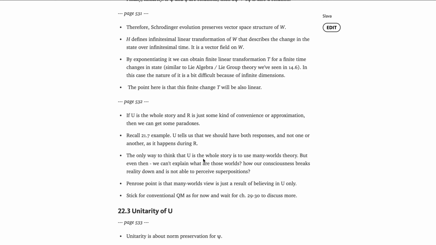Could you explain a little bit more? I don't quite understand. By eliminating this R process, do you mean that there is no collapsing process? Yeah, like there is no collapse. Actually, the world splits. So we have two alternative worlds.